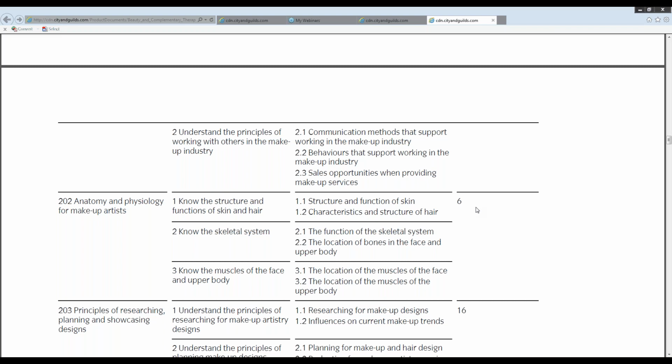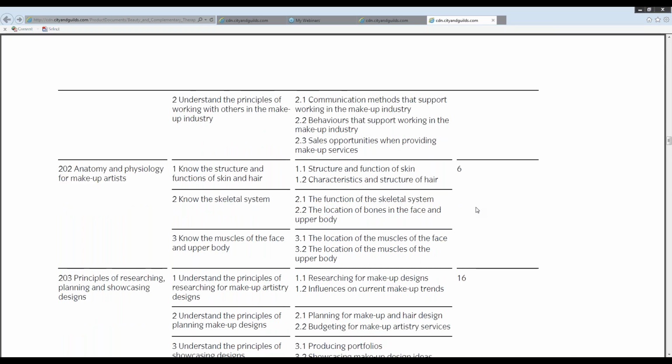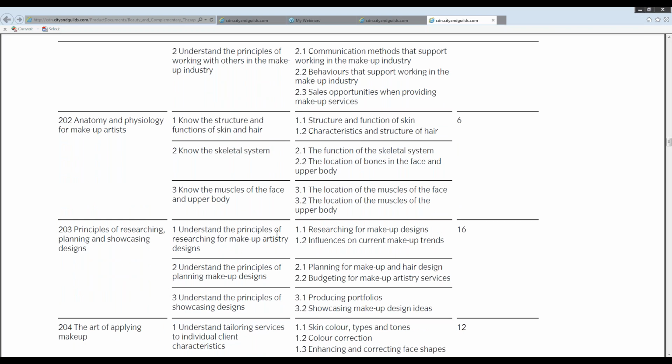What is going to be the critical knowledge for a hairdresser? What is going to be the critical knowledge for a beauty therapist? So each one will be very different. Then we've got Unit 203, Principles of Researching, 16 marks. Because for a makeup artist, they need to be able to research. They need to understand how they're going to showcase their design because this is critical knowledge for a makeup artist.